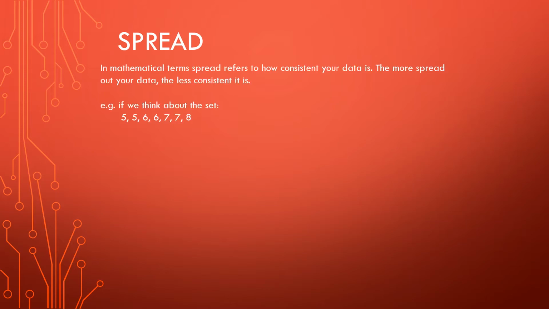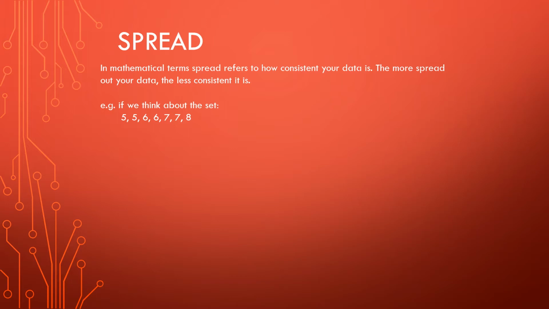Okay, so now we are going to look at the spread. Now we've already looked at different types of averages and what they can mean for our data. So here we're going to look at what the spread of our data means. When we've worked out our average, it's one thing just to have that number, but we need to think about how consistent our data is. So when we're thinking about spread in mathematical terms, that's just how consistent our data is.